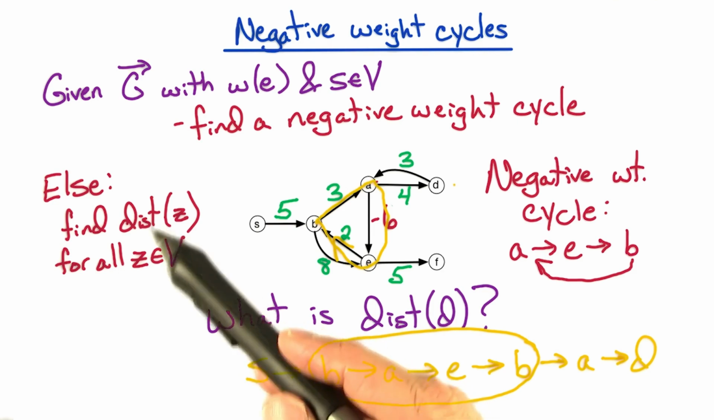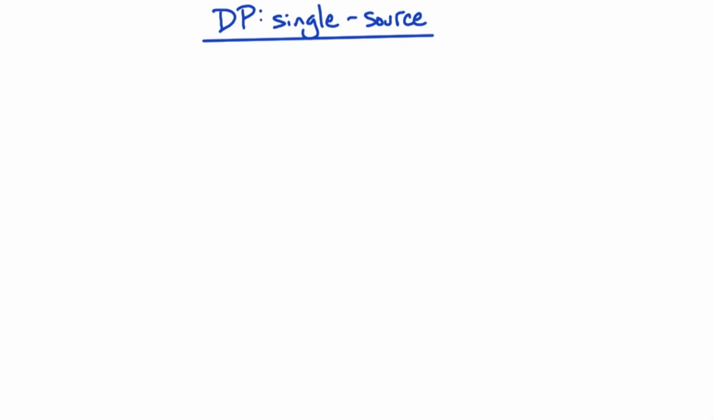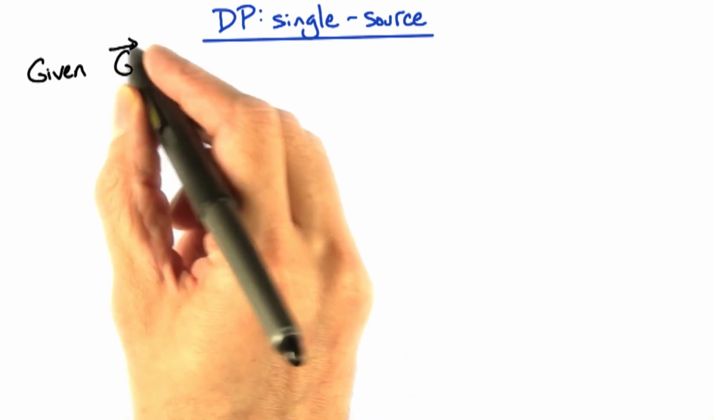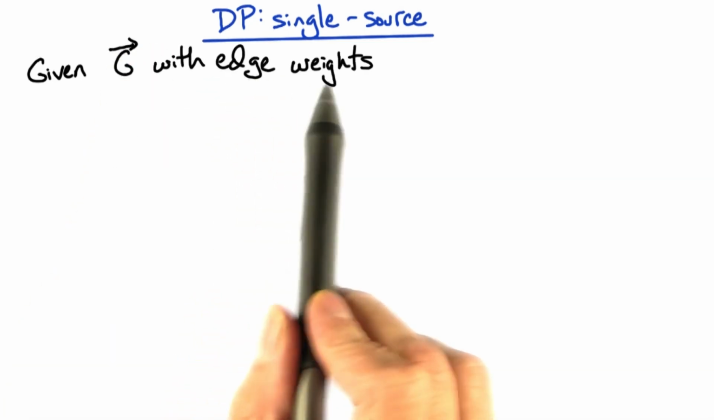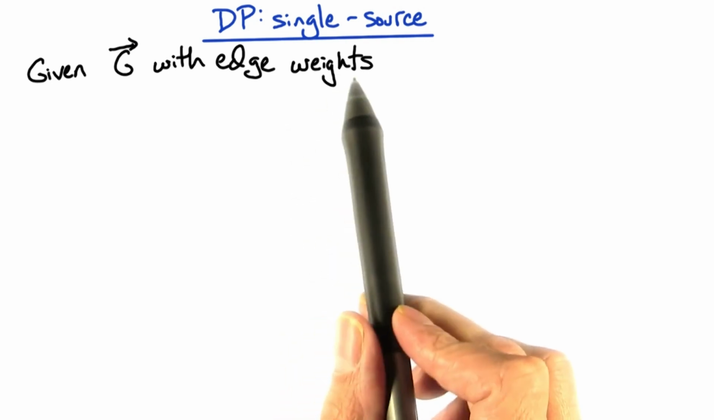Let's look at how to use dynamic programming to solve this problem. So let's design a dynamic programming algorithm for the single source shortest path problem. We're given as input a graph, and it's a directed graph, and the edges of the graph are weighted. And they're weighted arbitrarily, so some can be positive, some can be negative.